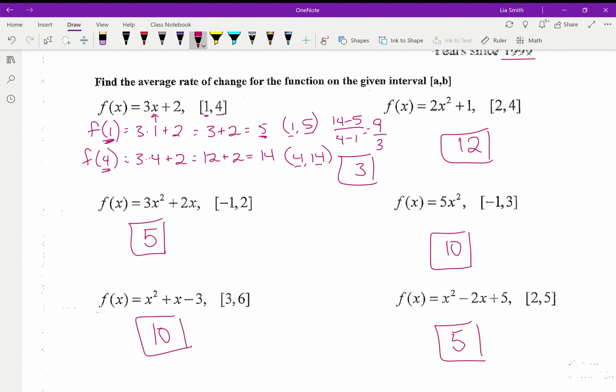If you're now checking your work and you did not get these answers, this would be a great thing to go to the help session Google form, fill it out and say, Ms. Smith, I need help with finding the average rate of change from a function with an interval.